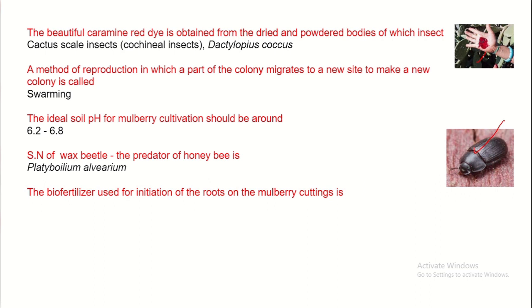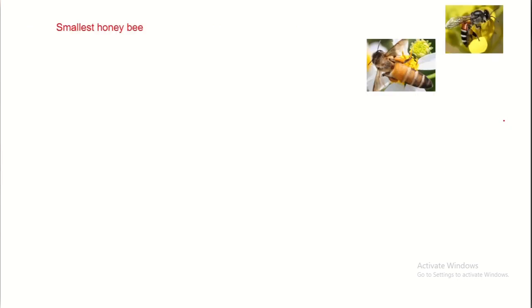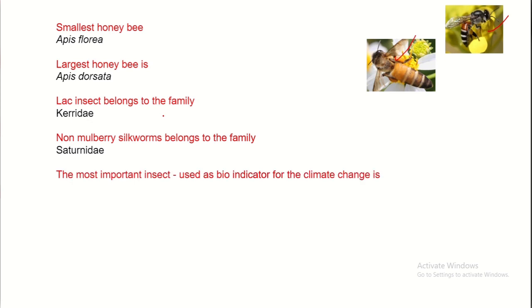The biofertilizer used for initiation of the root on the mulberry cutting is Azospirillum. Smallest honeybee is Apis florea. Largest honeybee is Apis dorsata. Lac insect belongs to the family Kerriidae. Non-mulberry silkworm belongs to the family Saturniidae. The most important insect used as bioindicator for climate change is butterflies.